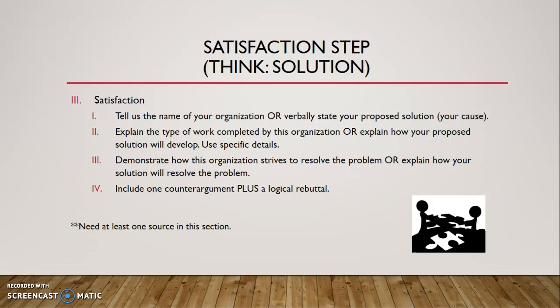And then if you take the route of the organization, explain the type of work that they complete and give us specific details. So don't just say, this organization does a bunch of great things for animals. They save animals. They love animals. Tell us specifically, what do they do to help the animals? If you take the route of the cause, then go ahead and explain how your proposed solution will develop. What do affordable textbooks consist of? What type of resources can we use? In step 3, you'll tell us how this organization or your proposed solution ultimately helps to resolve the problem.